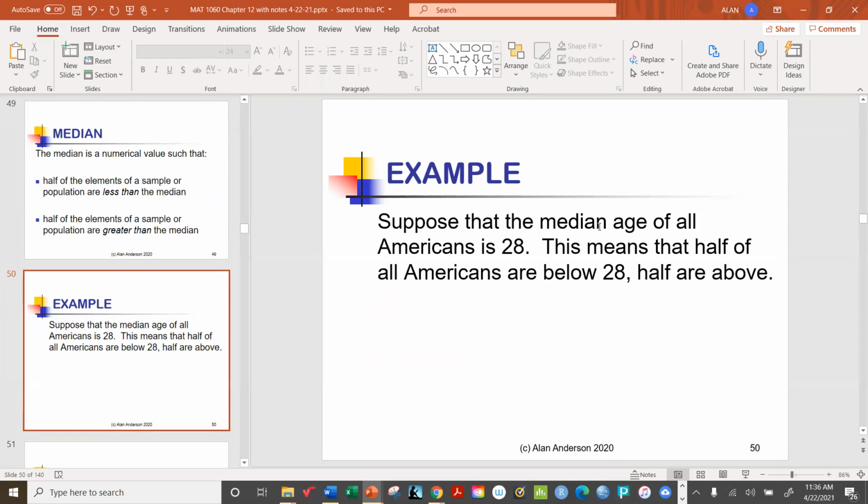Of course, we saw a couple of simple examples. Like if we were told that the median age of all Americans is 28, that means that half the population is under 28 and half are above. That's all that it means. It doesn't guarantee that the mean is 28, although it could be.